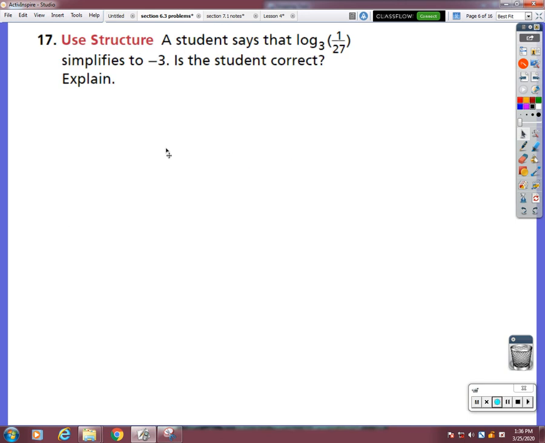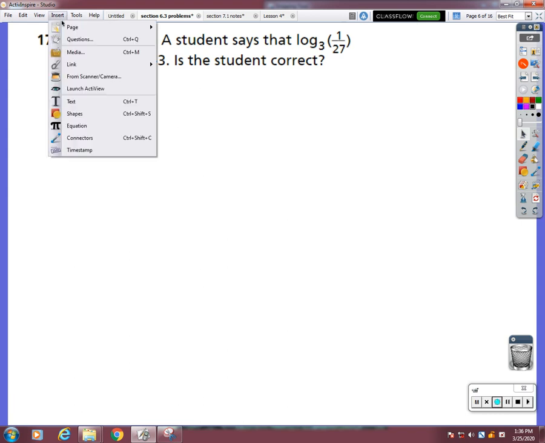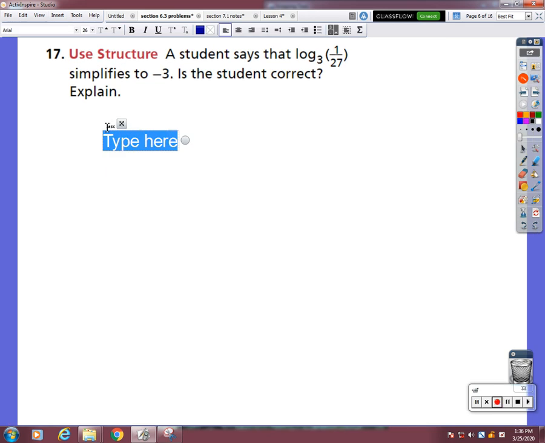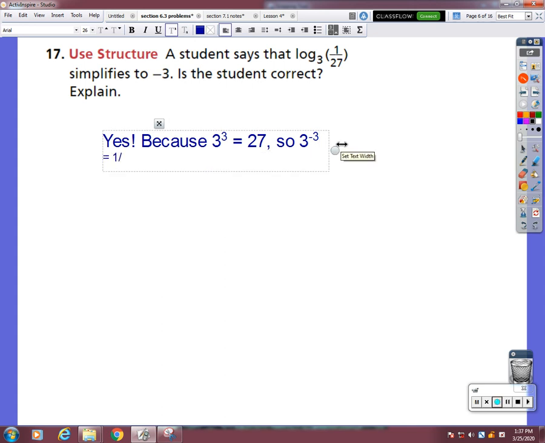Okay, the student says that log base 3 of 1 over 27 simplifies to negative 3. Is the student correct? In this case, yes, because 3 to the third power equals 27, so 3 to the negative third power would then equal 1 over 27.